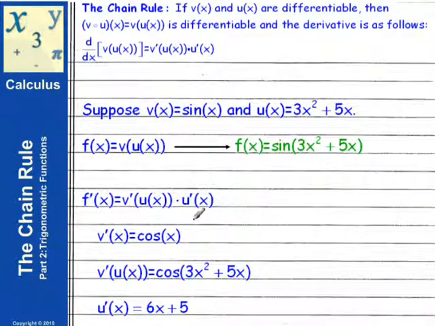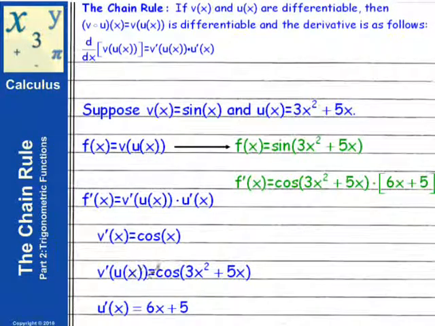Now also, to find the derivative of f, we need to know the derivative of u. And of course that's very easy for us to do. The derivative of u is simply 6x plus 5. So now we have the components to calculate the derivative of f. We simply put these together, and we see the derivative of f is v prime evaluated at u of x, which we decided was cosine 3x squared plus 5x, times u prime of x, which is 6x plus 5.